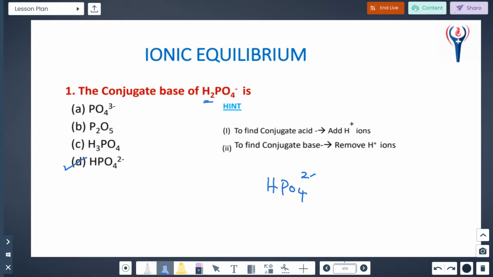Are you following? Again, if you want to find the conjugate base of this one, you again remove H plus. If we remove H plus ion, we get PO4. Already it has 2 minus, so it will be 3 minus, and it goes on like that. Understood? So here 2 minus, here 3 minus. Just remember this hint, and you can use it to find the answers. Understood? Okay. Now see the next one.